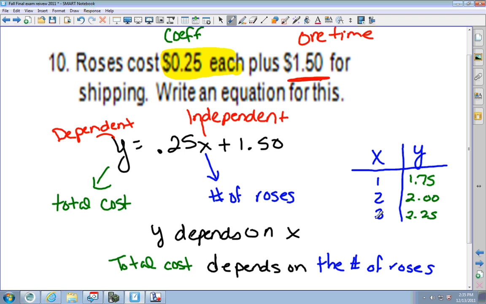What else could we talk about? Along with independent, would x be the domain or the range? X is the domain. Range is the y. You need to remember that as well.